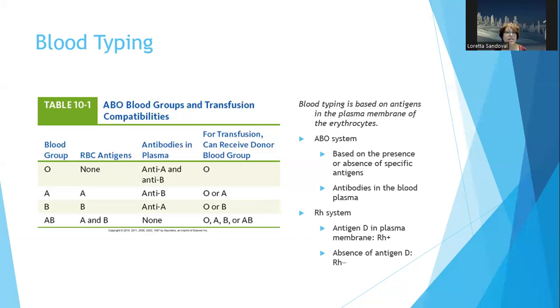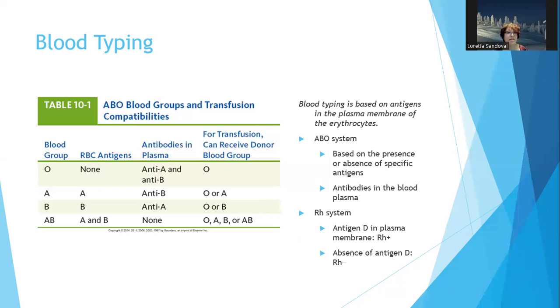If you are a type A, you have A antigens, but you have anti-B antibodies. So you can receive a transfusion from O or from A. If you're a B, you have B antigens and anti-A antibodies. So you can receive a transfusion from O or B, but not A and not AB.